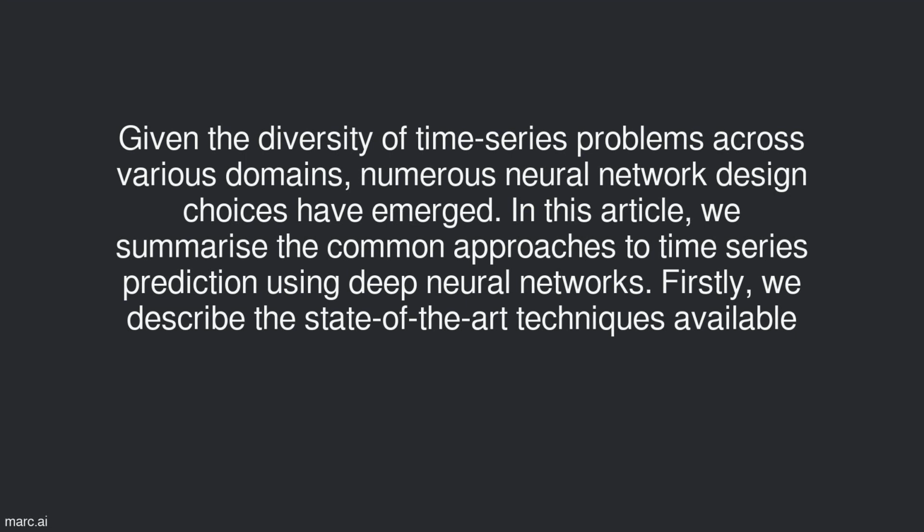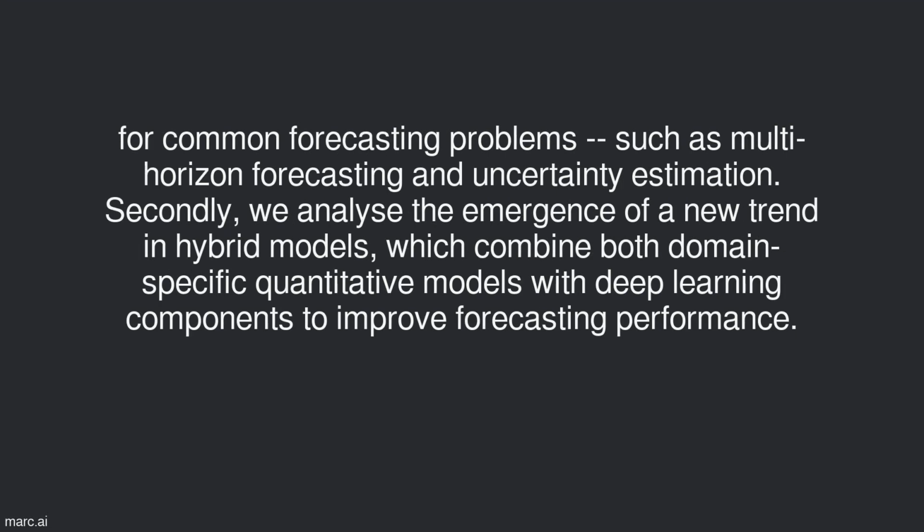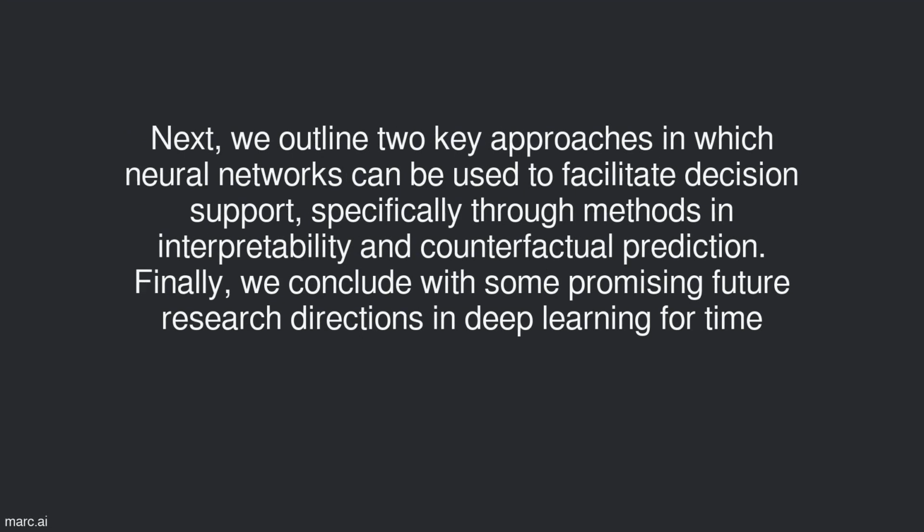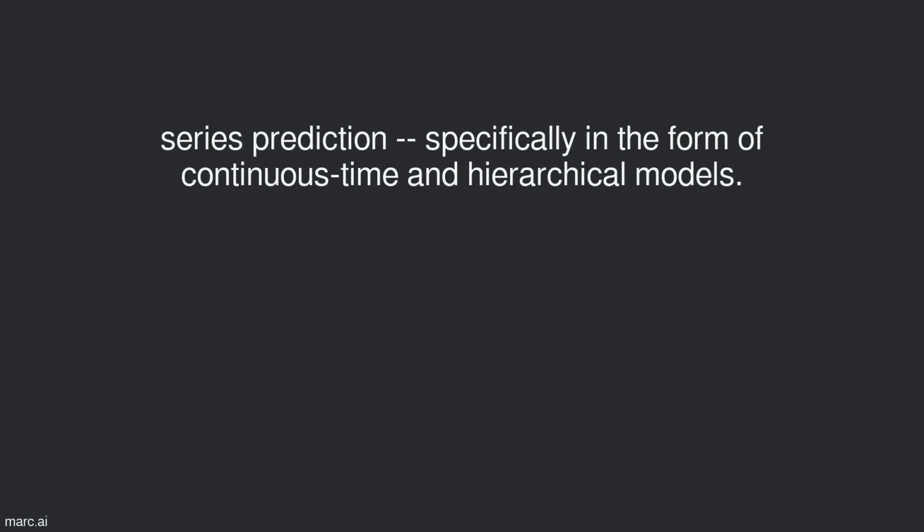In this article, we summarize the common approaches to time series prediction using deep neural networks. Firstly, we describe the state-of-the-art techniques available for common forecasting problems, such as multi-horizon forecasting and uncertainty estimation. Secondly, we analyze the emergence of a new trend in hybrid models, which combine both domain-specific quantitative models with deep learning components to improve forecasting performance. Next, we outline two key approaches in which neural networks can be used to facilitate decision support, specifically through methods in interpretability and counterfactual prediction. Finally, we conclude with some promising future research directions in deep learning for time series prediction, specifically in the form of continuous time and hierarchical models.